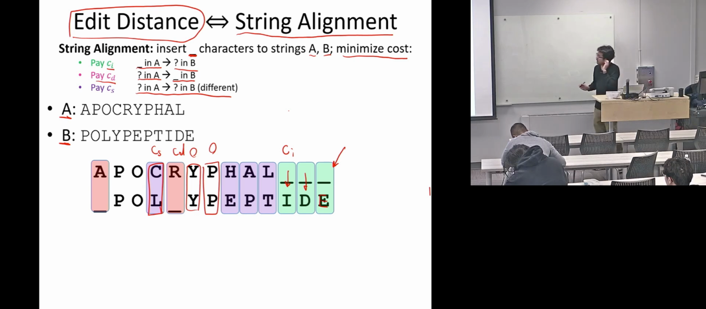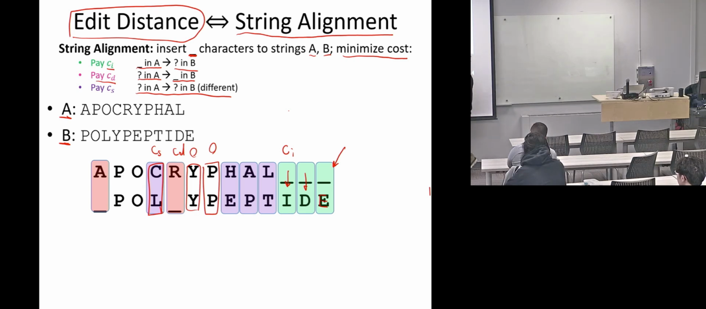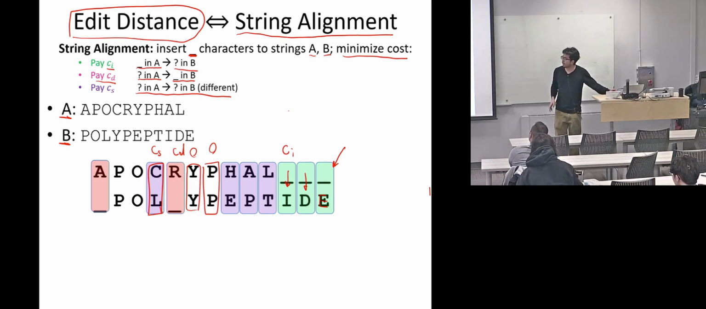Okay. So what we want is to align the two strings by inserting this blank and so on. And for each fixed alignment, there's going to be a cost associated with it. And if we can find the best alignment, then we know the edit distance. We know the best cost.